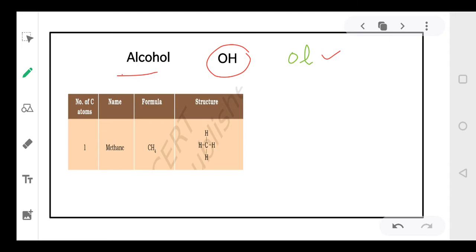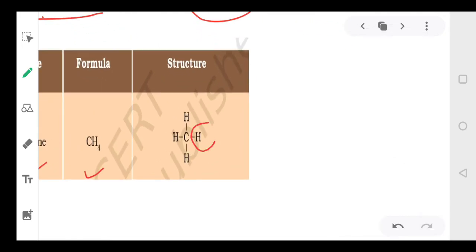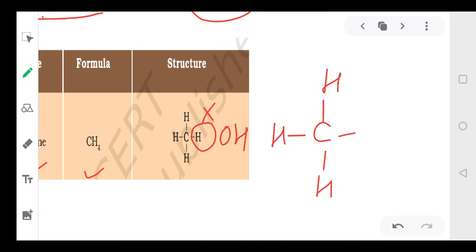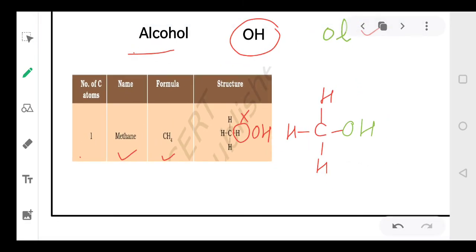Let's start with the alkanes. First is methane, CH4. Here, one of the hydrogen atoms will be replaced by OH. So you will have H, H, H, and here OH comes as the replacement. One hydrogen atom is replaced by OH. Now this becomes an alcohol, right?